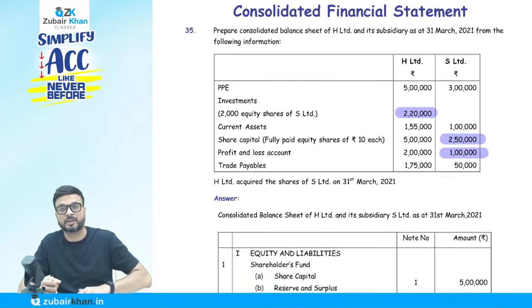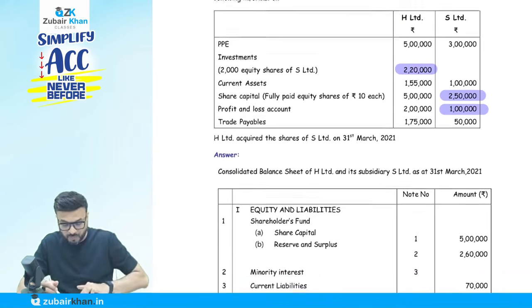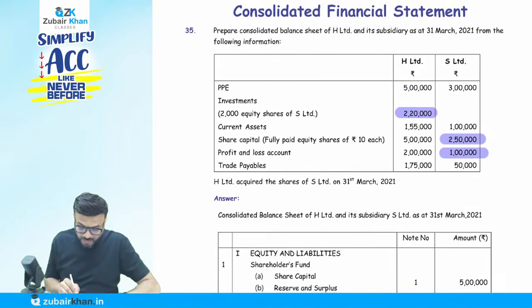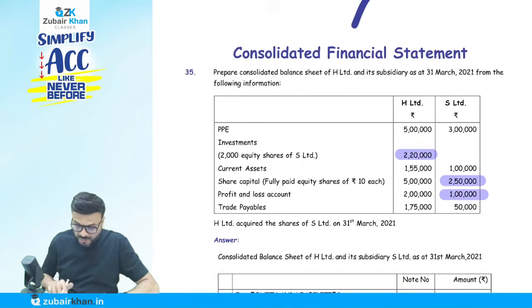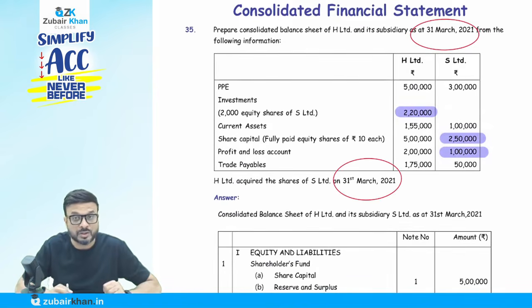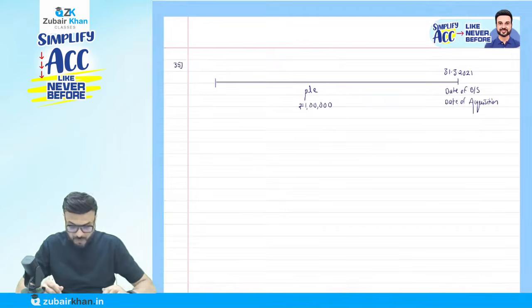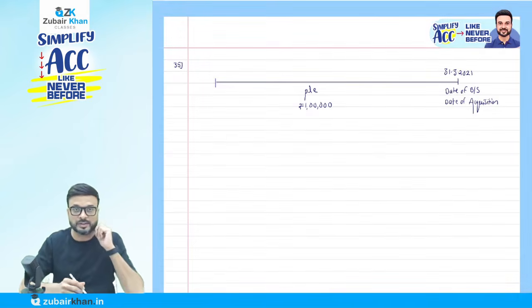Now understand this point here. They say H Limited acquired the shares of S Limited on 31st of March 2021. What is the date of balance sheet? If you see here, the date of balance sheet is 31st of March 2021, and the date of acquisition of shares is also 31st of March 2021. It's the same date. So for every question I have done the analysis here. You can pause the video later on and write it down. This is question number 35.